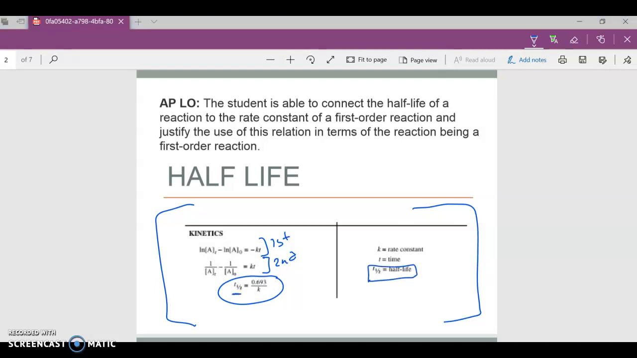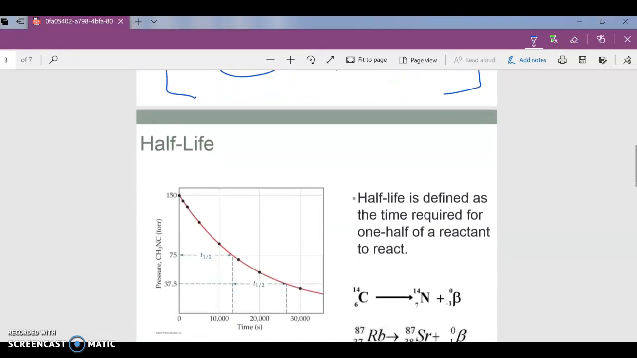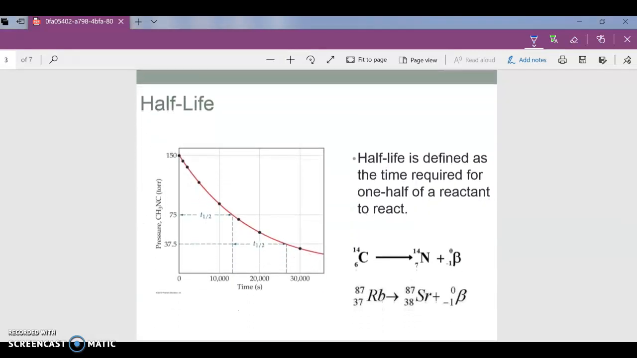So here are the things you need to know about half-lives. Let's take a look at what a half-life even is. A half-life is defined as the amount of time required for 1/2 of a reactant to react. You've seen this before in nuclear when we're looking at like carbon having a beta decay into nitrogen, or rubidium doing a beta decay into strontium. In other words, how much time does it take for these to decay into different elements? That was the nuclear decay process.